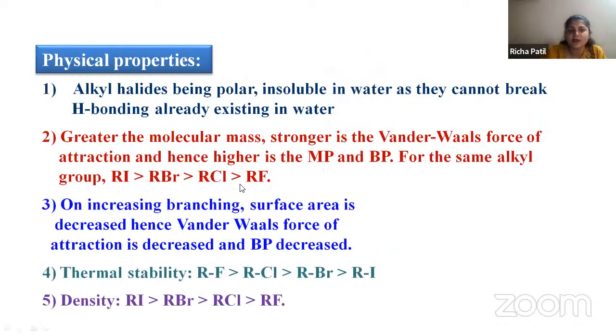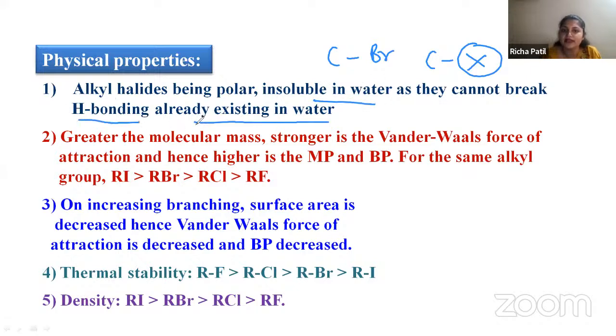So we'll see the physical properties. Alkyl halides are polar. Why? Because of the presence of a C-X bond, where X is an electronegative atom, so it is a polar bond. They are insoluble in water as they cannot break the hydrogen bonding already existing in water.